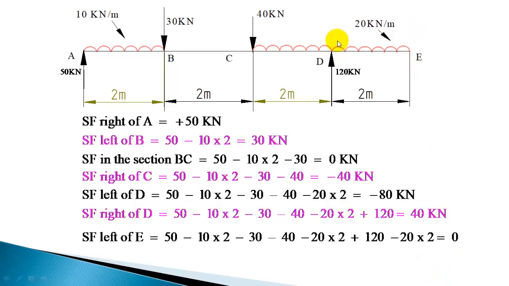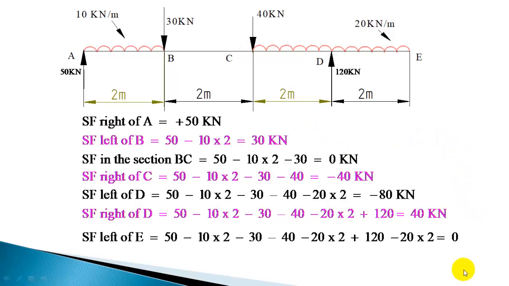So we need only that right of D and left of E, that will give the nature of variation. Here immediately right of C and left of D, that will give the variation here, and right of A and left of B, which will give the variation here. So once you get the variation at the ends, you can plot the variation of shear force. Here no variation, so only one section, and you got the shear force as 0.